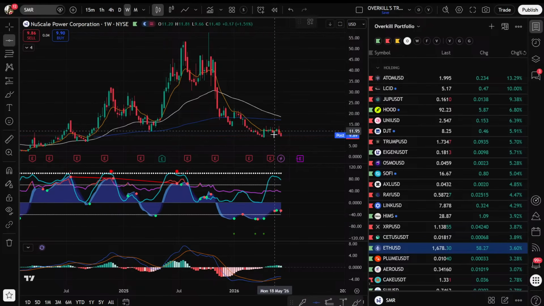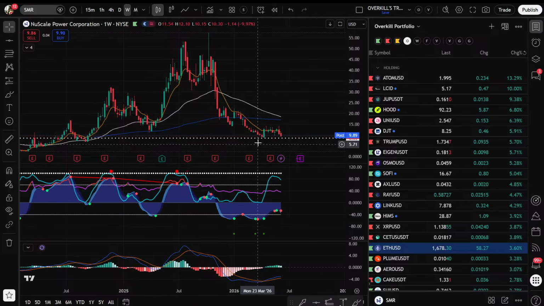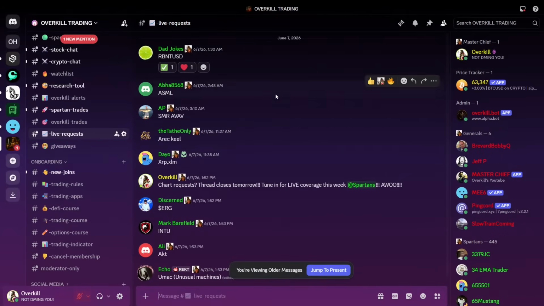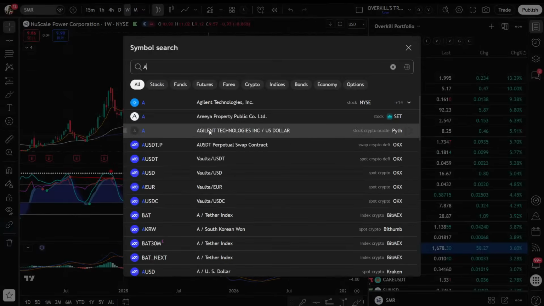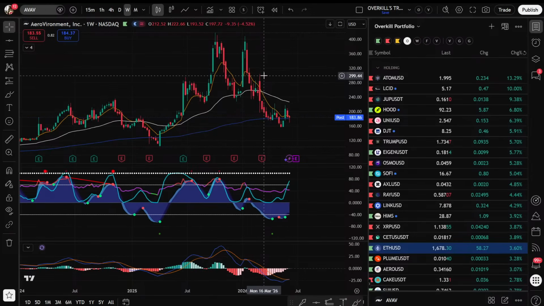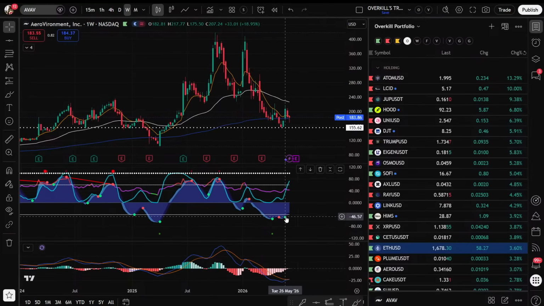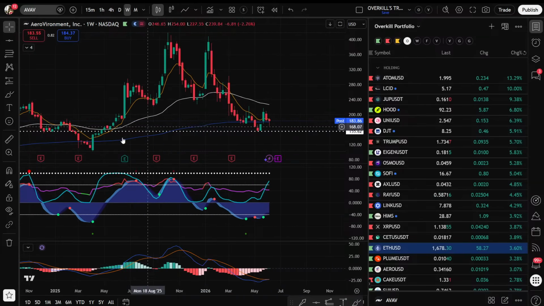SMR. This one's still hanging down here. It does have a red dot here on the weekly, so you want to use a stop loss right there. Call it 850. 850 on the stop loss for SMR. We got AV. I made a TikTok on this today. Another drone technology company. We still like this one here above 155. Okay, the dot is still green. You got the MACD crossover. This is looking really good.